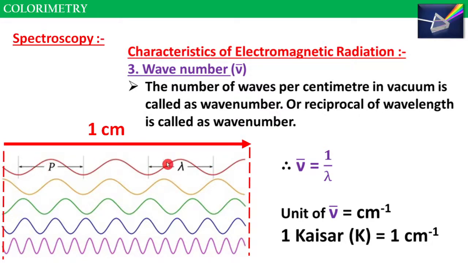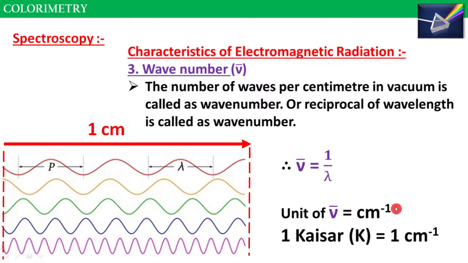How many wavelengths are there in one centimeter? The number of waves per centimeter is called the wave number. So you can notice here that as wavelength goes on decreasing, the number of waves in 1 centimeter increases. So the less the wavelength, the more the wave number. The more the wavelength, the less the wave number. So this is the inverse relation between wave number and wavelength.